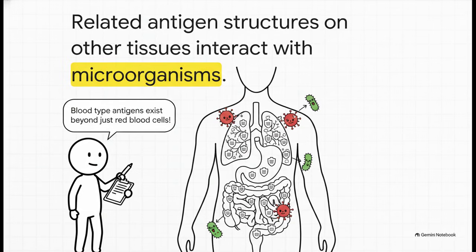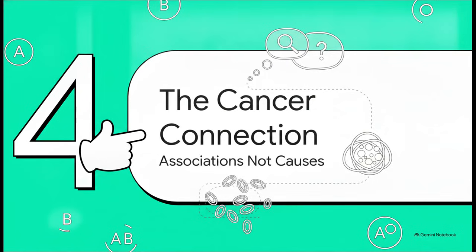And some microscopic invaders literally use these markers like door handles to grab on, meaning people with non-O blood groups might have slightly different risks for certain infections compared to type O. But again, this doesn't make anyone invincible or guaranteed to get sick. Your immune system and your overall health are what really run the show. Which brings us to a really fascinating area, the cancer connection.